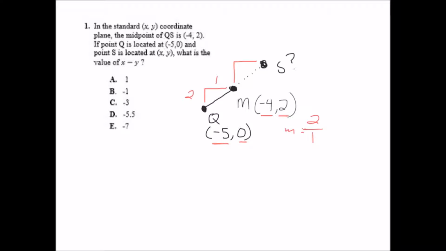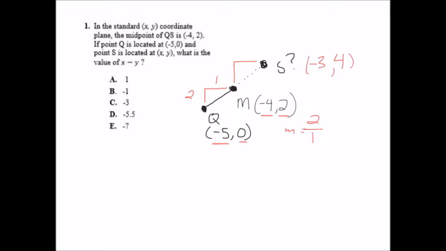So going up 2 would mean moving up 2 from the y value of 2 in this case. So your new value is going to be 4. And going over 1 from negative 4, you're going to go over 1 to negative 3. So your new values are negative 3, comma 4.